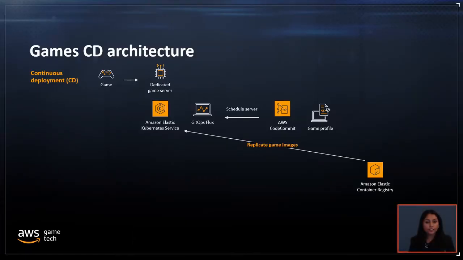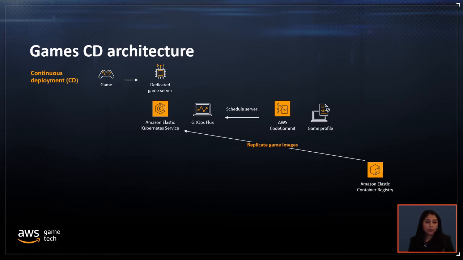Thanks, Yaha, for showing the CI demo. While that's in the works, let's look into the second half of the architecture, which is the CD. Now, this is a high-level architecture of the CD process. The CD system comprises 3 components: the game image that we build, the CD source control that holds the game server profile, and the hosting platform, which is EKS in our case.